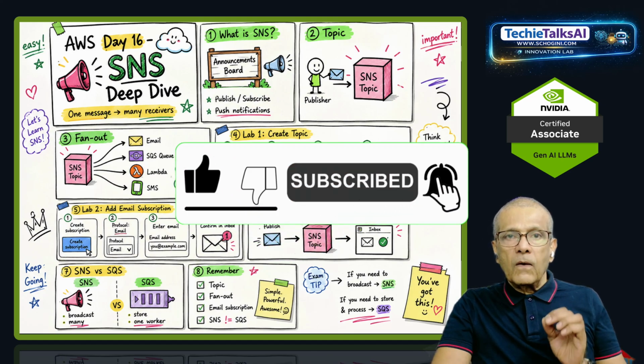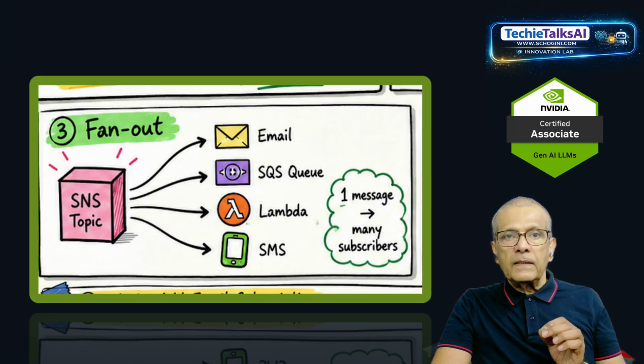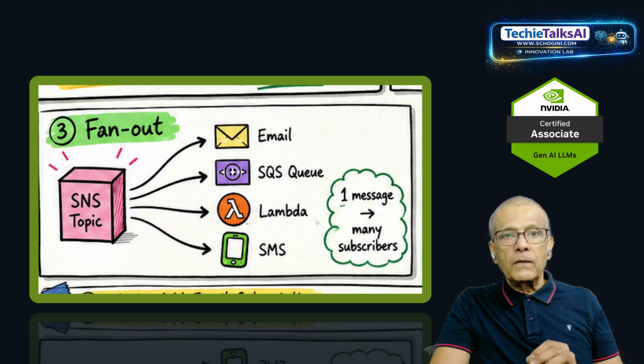Better design: the order service publishes to an SNS topic, a new order topic, and all subscribers, like the email notification service, an SQS queue for warehouse, an SQS queue for billing, and Lambda for analytics, subscribe to that new order topic. This is called fan out.